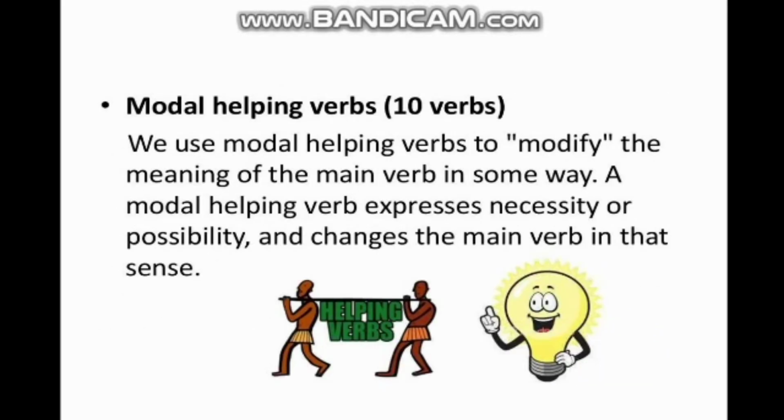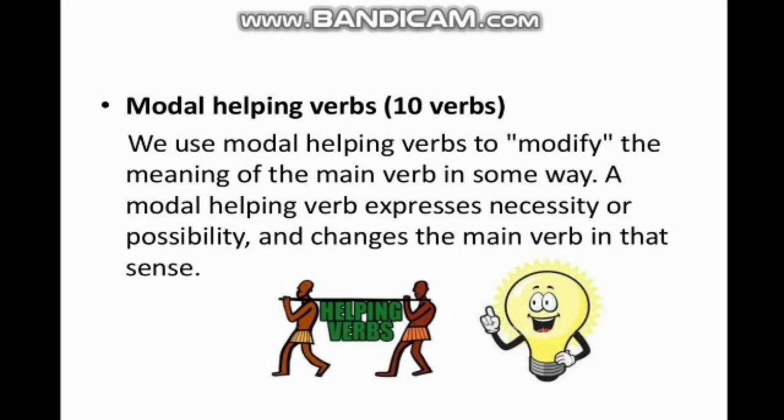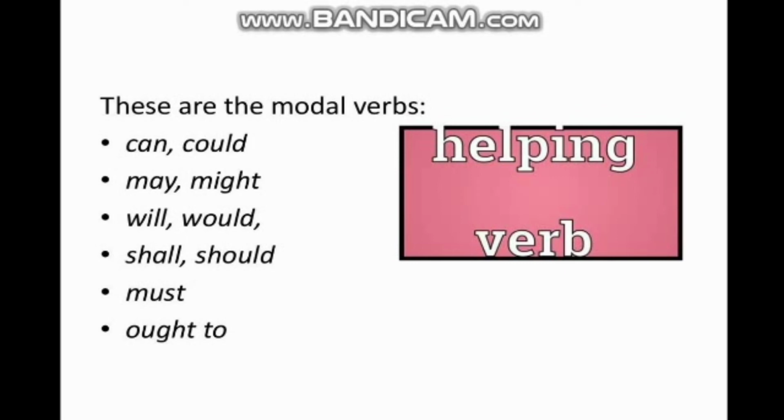Modal helping verbs are 10. We use modal helping verbs to modify the meaning of the main verb. A modal helping verb expresses a necessity or possibility and changes the main verb in that sense. These are the modal verbs: can, could, may, might, will, would, shall, should, must, ought to. What are modal verbs? Modals express mood in a sentence. What is mood? In grammar, mood means the attitude of the speaker.